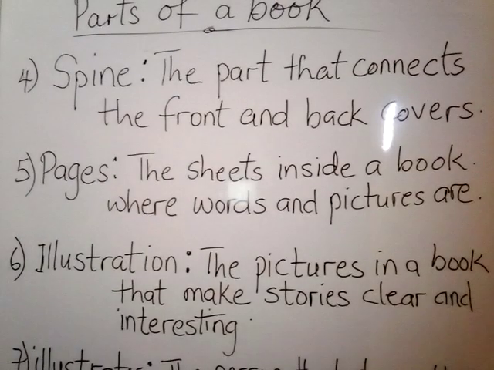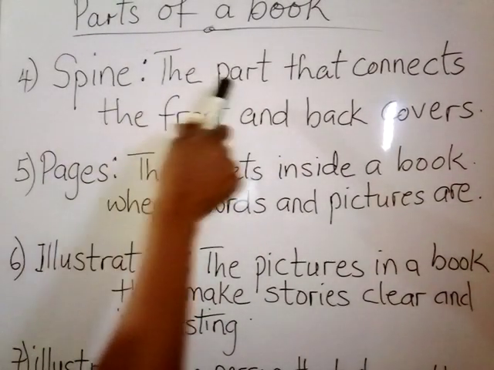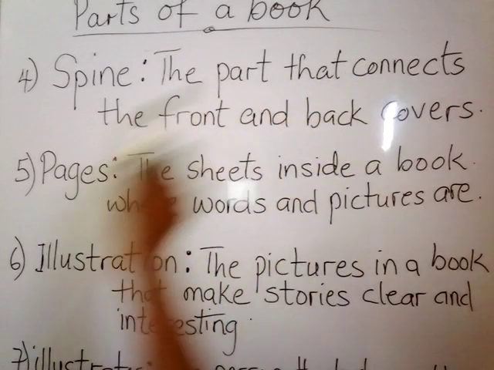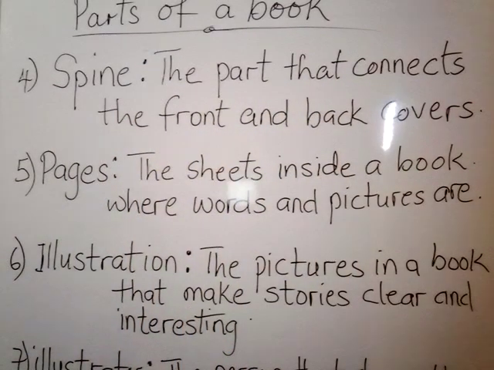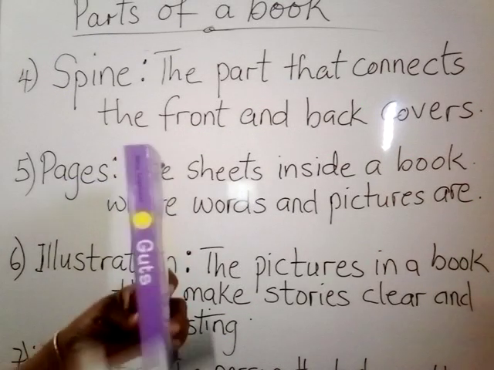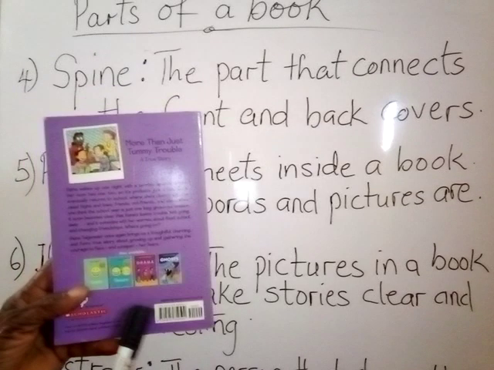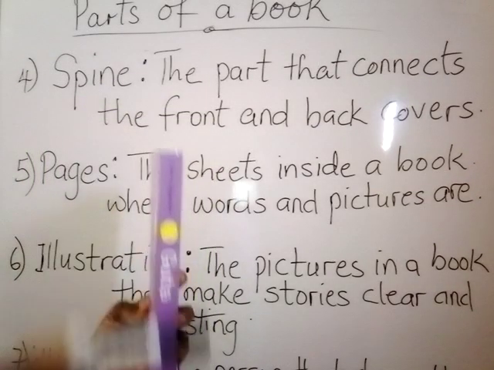All right, so the next one here is the spine. The spine of a book. When you talk of the spine, it is the part that connects the front and back covers. Remember, we just looked at the front and back covers, which we call the book cover. So the spine is this part. You see the middle here, which connects the front and the back. This part is the spine.